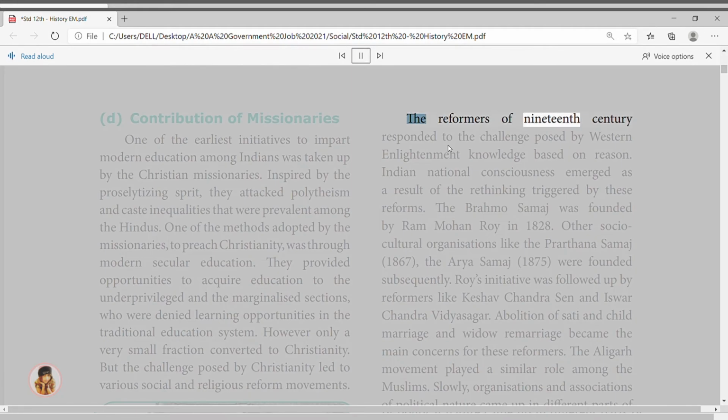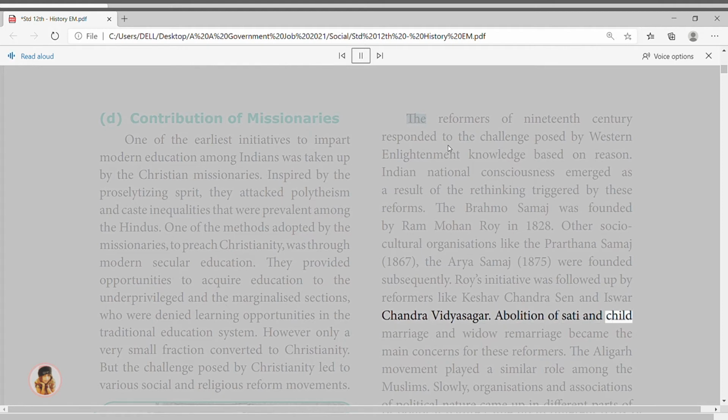The reformers of the 19th century responded to the challenge posed by Western Enlightenment knowledge based on reason. Indian national consciousness emerged as a result of the rethinking triggered by these reforms. The Brahmo Samaj was founded by Ram Mohan Roy in 1828. Other socio-cultural organizations like the Prarthana Samaj, 1867, and the Arya Samaj, 1875, were founded subsequently. Roy's initiative was followed up by reformers like Keshab Chandra Sen and Ishwar Chandra Vidyasagar.